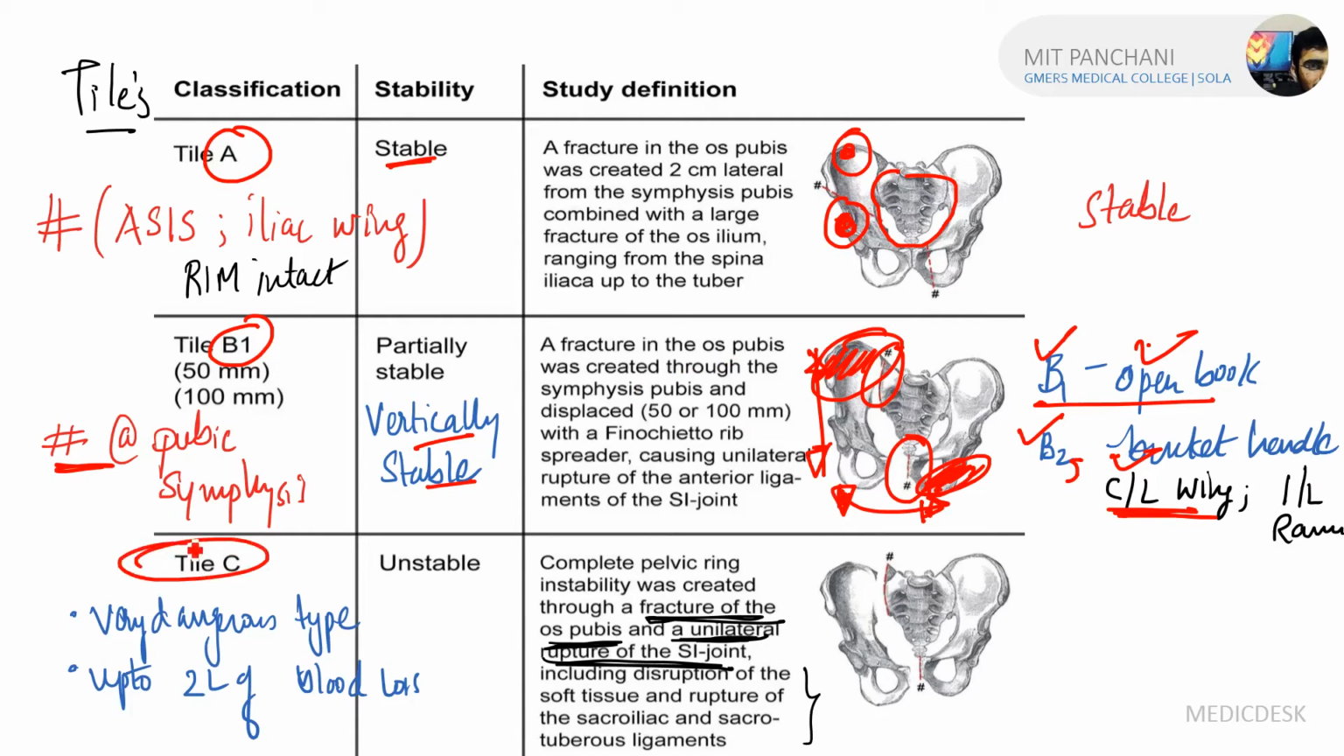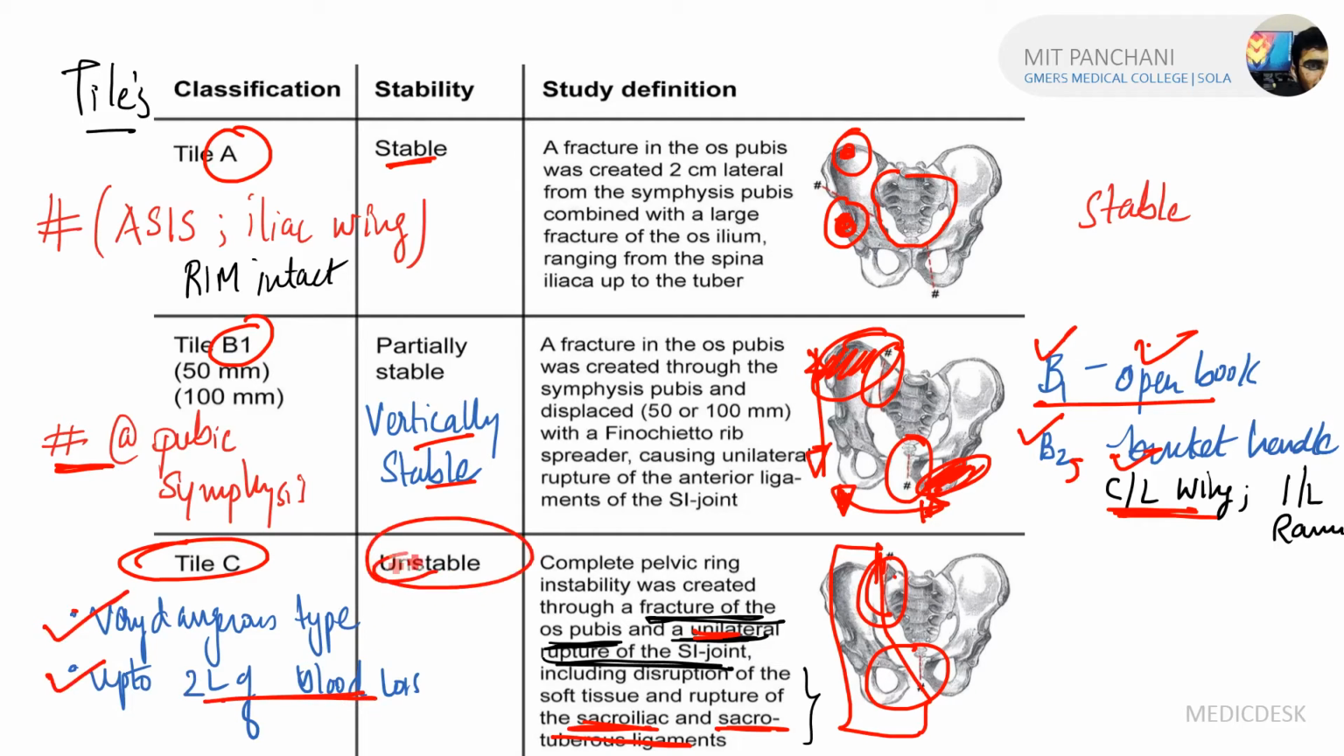Now on the type C classification, here there is fracture of the pubic symphysis and unilateral rupture of the sacroiliac joint along with associated ruptures of soft tissue and the ligaments like the sacroiliac ligament and sacrotuberous ligament, and hence this will be an isolation of one hip bone. It is a very dangerous type, and up to 1.5 to 2 liters of blood loss is seen here, and it is a highly unstable fracture.